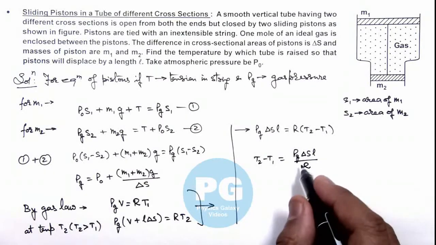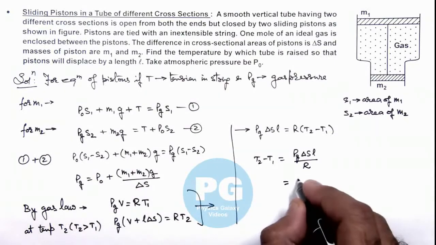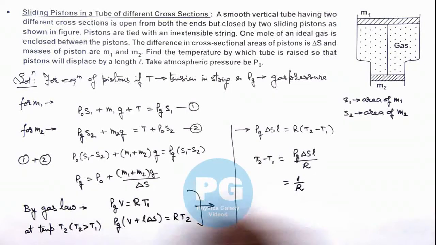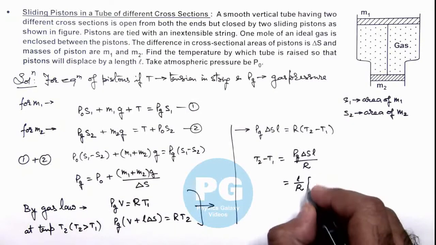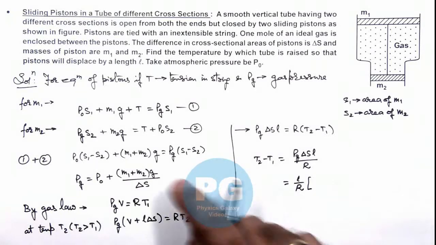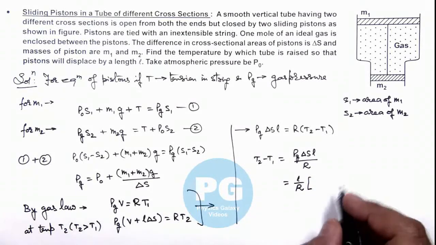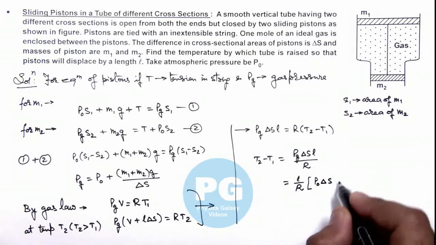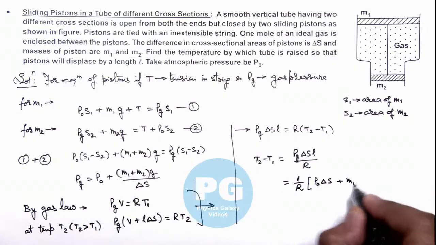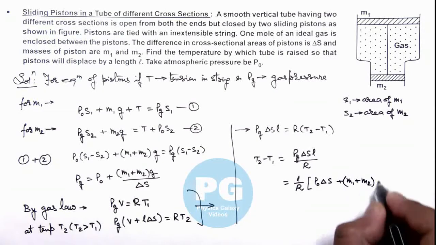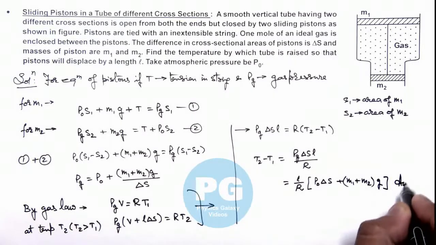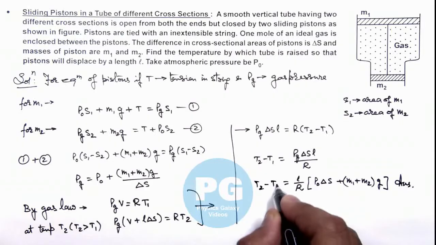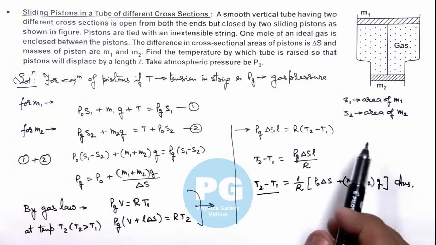On substituting the value of Pg, this is L by R multiplied by P0 delta S plus M1 plus M2 multiplied by G. This is the result of this problem: the value of the increment in temperature required for displacement of the piston by length L.